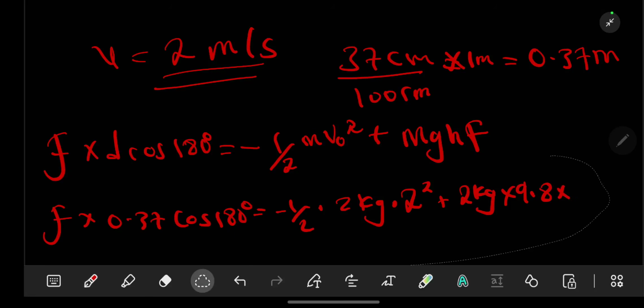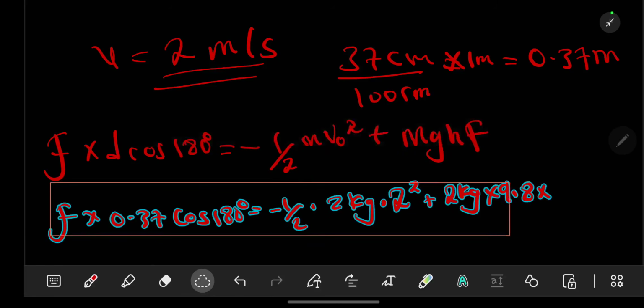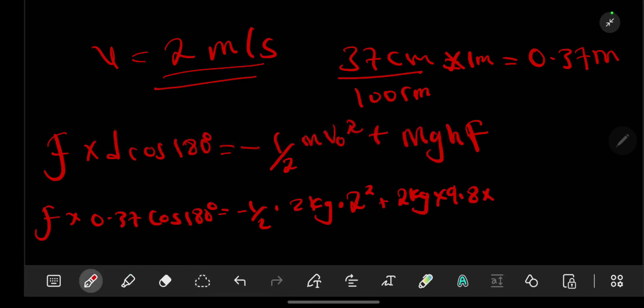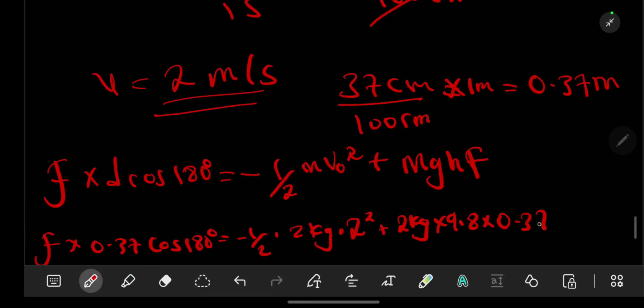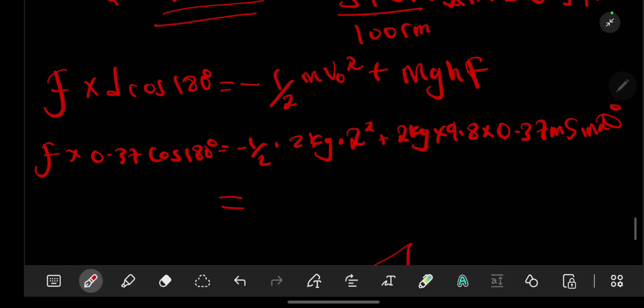The distance in this case is 0.37, which is the distance of the ramp. We have 0.37 meters. Then we are going to say by the sine of the angle there, the angle of inclination is 20 degrees, which will give us, cos of this will be a negative. So we have negative f by 0.37.